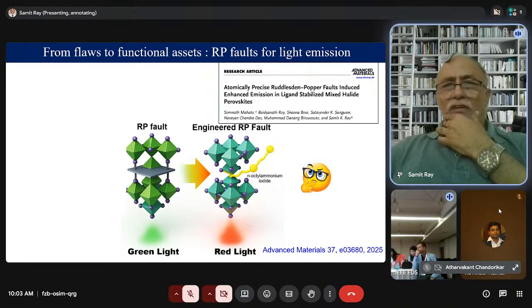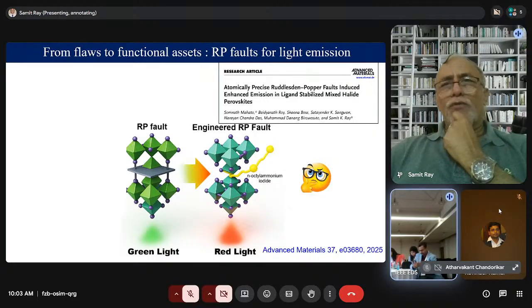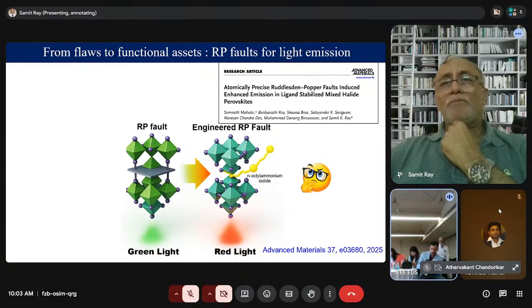And this is a very recent work: we see that we can make LEDs using these nanocrystals also.